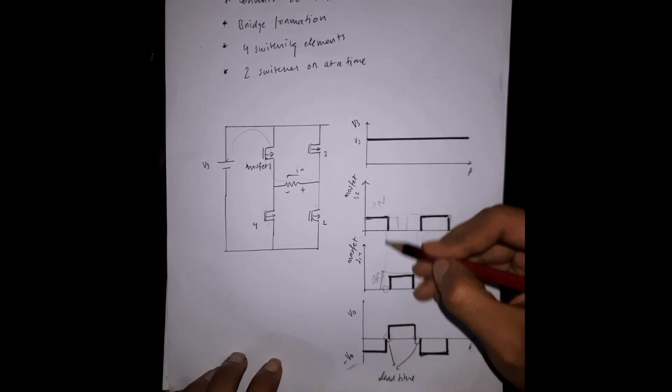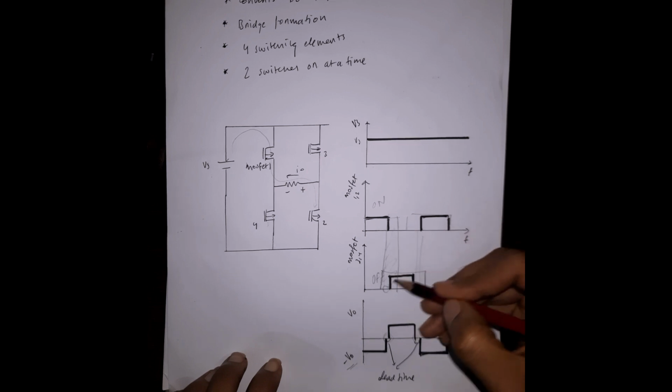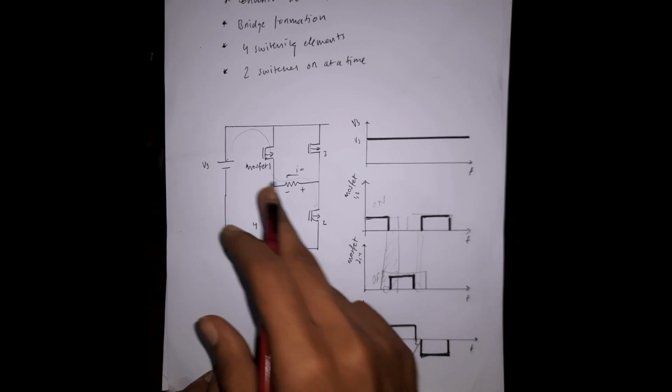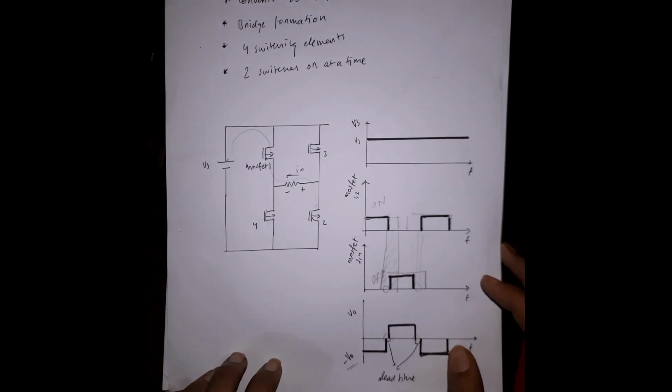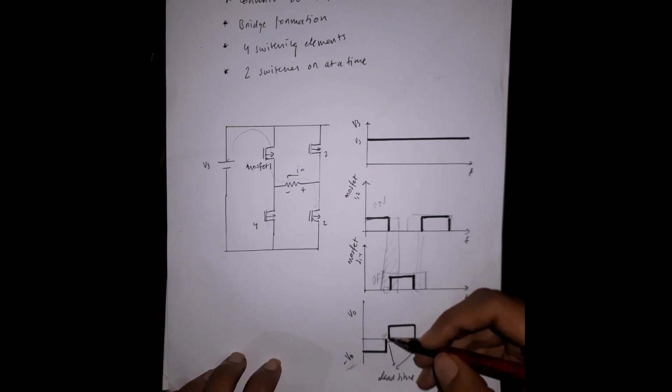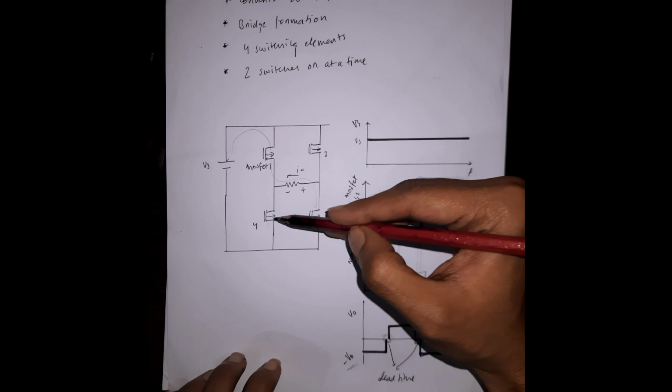When the conduction time overlaps, there will be short circuit in the circuit and no current will flow through the load, and the load won't function properly. So we need to add a small amount of delay. After adding a delay, we switch on MOSFET 3 and 4.